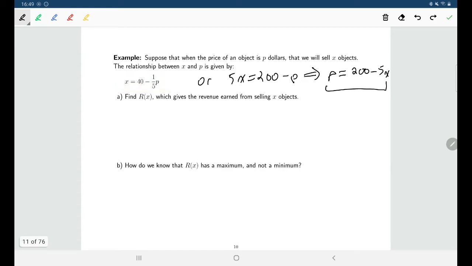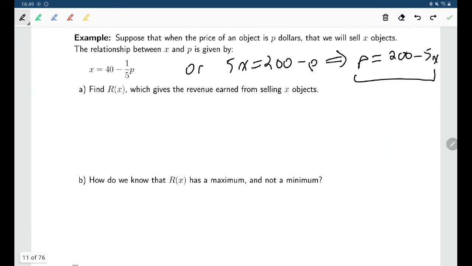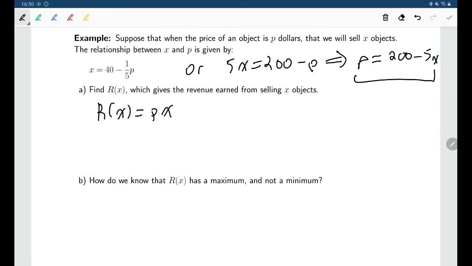Okay, so let's continue on here. We have our first part, which is find our revenue equation. And we know that our revenue equation, R of X, is just our price times the number of things that we sell. Now, of course, we want to have our revenue just as a function of X. We don't want it to be a function of two variables.